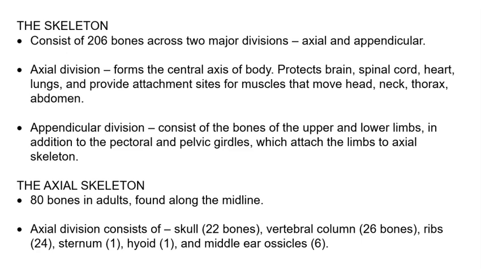The axial skeleton contains 80 bones in adults, and these are the bones that are found along the midline of the body. The axial division consists of the skull, which contains 22 bones, the vertebral column, which contains 26 bones, the ribs, which there are 24 in total, a single sternum, a hyoid bone, which is the bone that is located within the throat near the larynx, in addition to 6 middle ear ossicles, 3 per ear, which function to connect the tympanic membrane or the eardrum to the sensory structure of the inner ear.